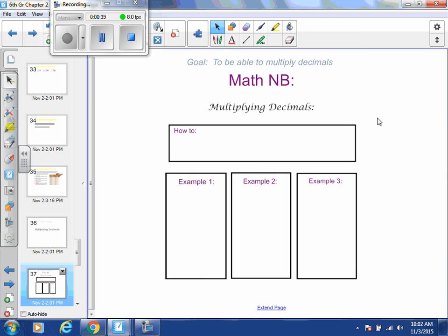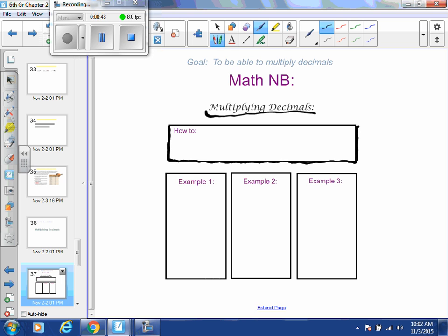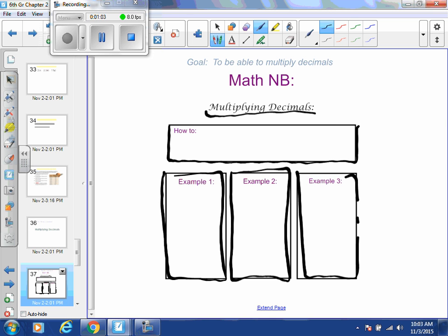Okay, so on the top of your paper, please write down multiplying decimals. And then we have 4 boxes. In the first box, you're going to be writing your instructions for how to multiply decimals. And that's going to be quite a few words, so make sure you have space. Underneath, I want you to write 3 more boxes. They can take up the whole rest of your paper, so you have lots of room. And these boxes are for the 3 different examples that we are going to be doing about multiplying decimals. Pause the video so you can finish writing your note sheet.